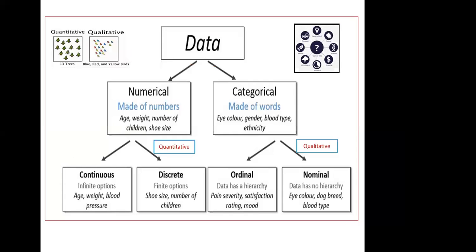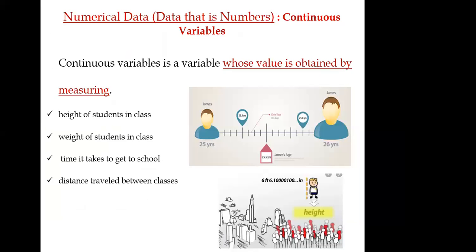Especially the numerical data, the data coming as numbers, we divide into two: continuous and discrete. What is called continuous data? Continuous data means we actually have infinite chances to present that data. For example, just see the weight of the students.